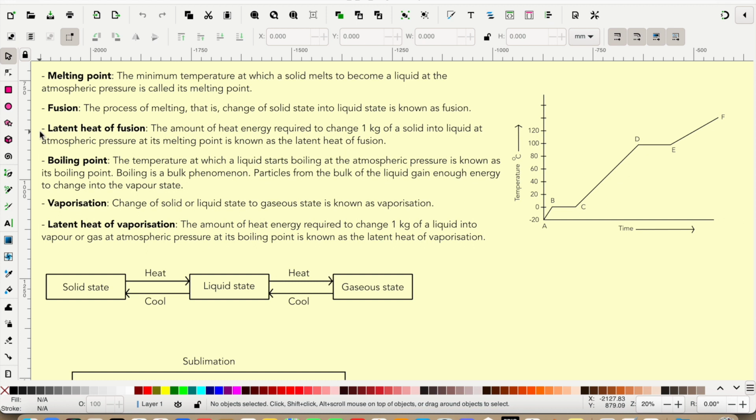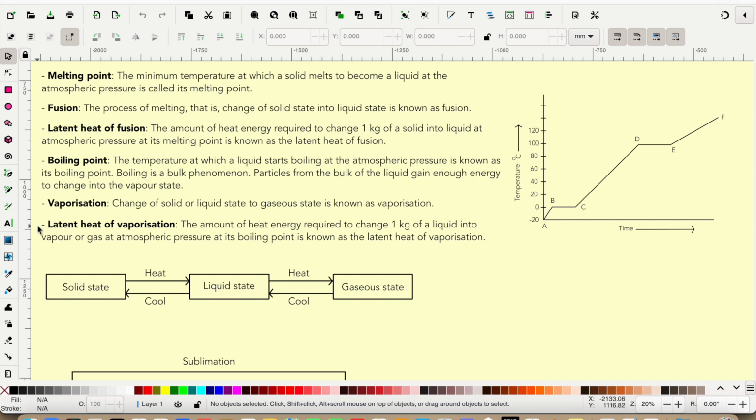Latent heat of fusion is defined as the amount of heat energy required to change 1 kilogram of solid to liquid at atmospheric pressure and at its melting point. Next one is boiling point. At 1 atmospheric pressure, the temperature at which a liquid starts boiling is known as its boiling point. Next one is vaporization. The process of changing a liquid to gaseous state is known as vaporization.